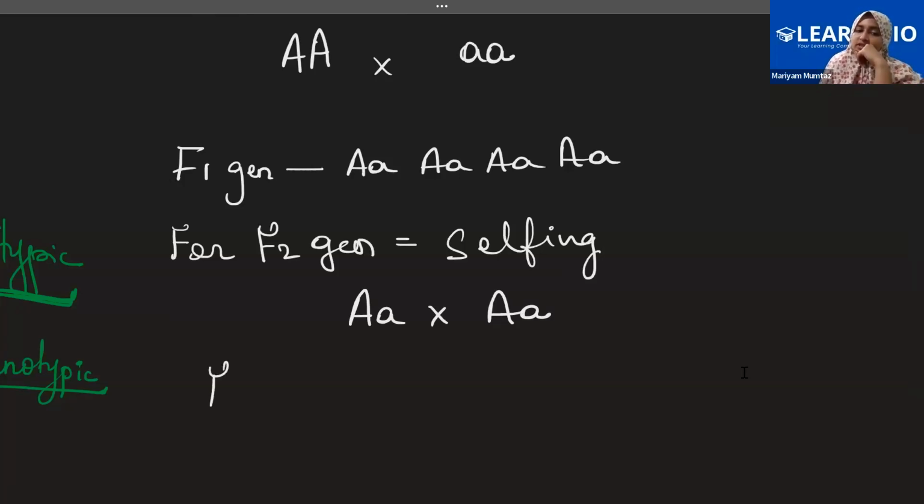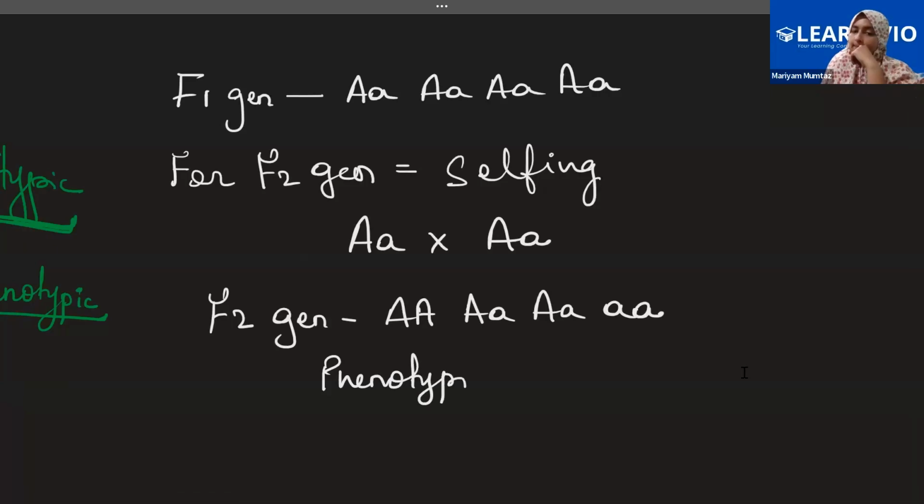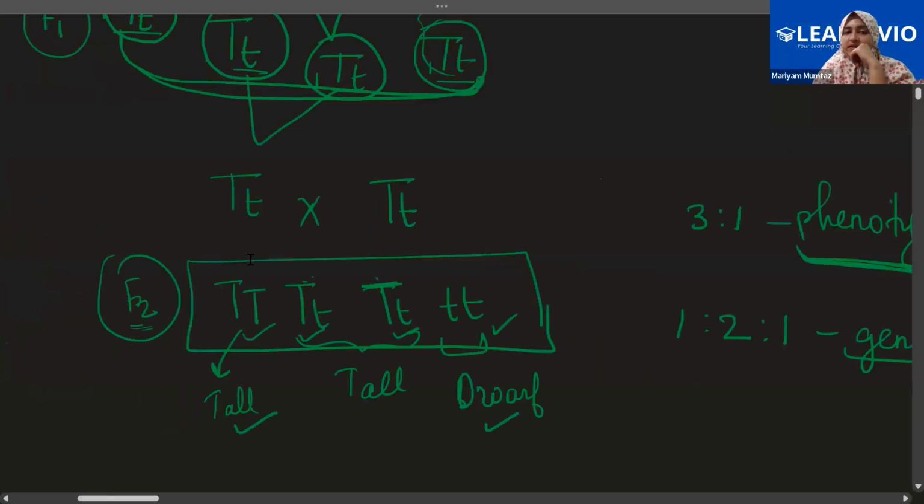Now what do we get in the F2 generation, students? Capital A, capital A, capital A, small a, capital A, small a, small a, small a. Right? And then again, what is the phenotypic ratio? 3:1. Was everyone able to do this? Everyone was able to do it? Every single person here? All right. Now, this was monohybrid cross. Now, does anyone have any doubt here?